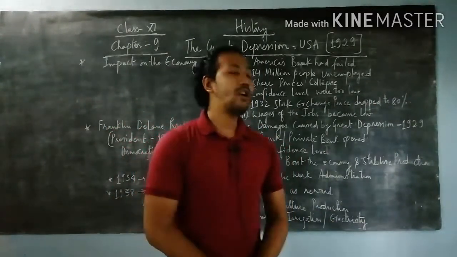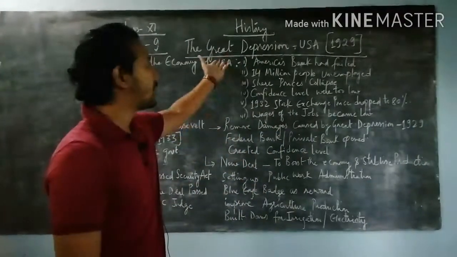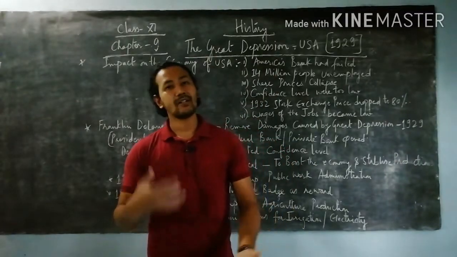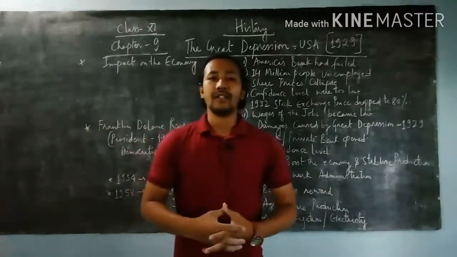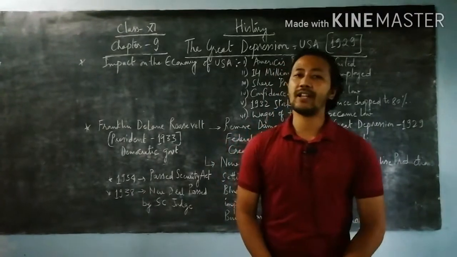So this was overall the topic, coming to the end of your chapter number 9, the Great Depression in America, its impact, causes, and the role played by Franklin D. Roosevelt. I hope you have understood for today's class.